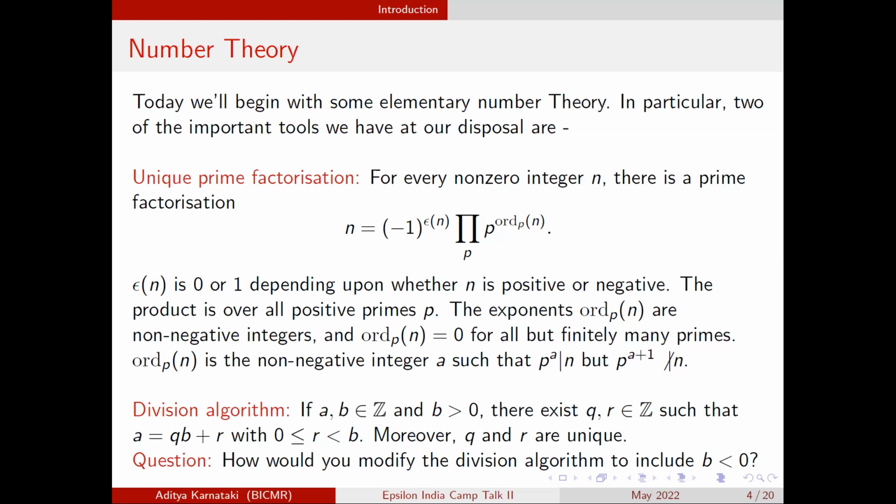11 divided by 5 is... sorry, if you have a negative number and you're dividing it by a positive number, your remainder is still positive. It's never negative. Yeah, of course.